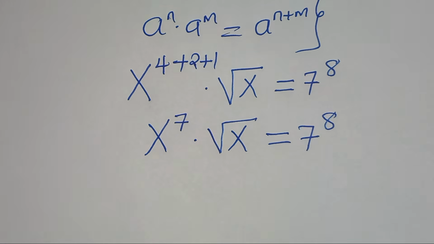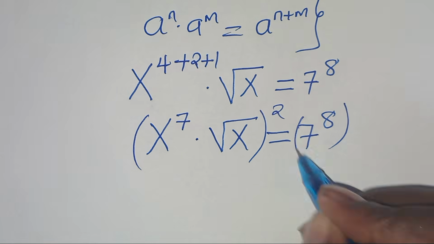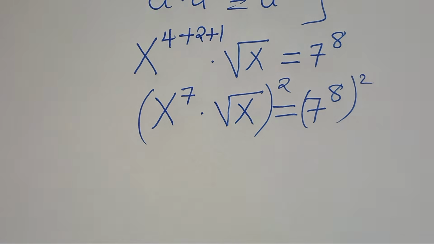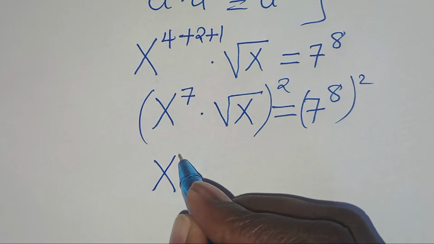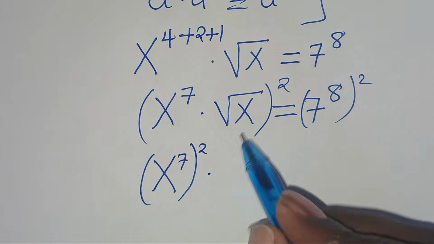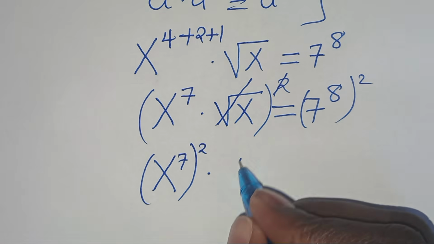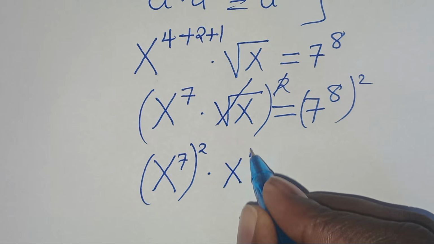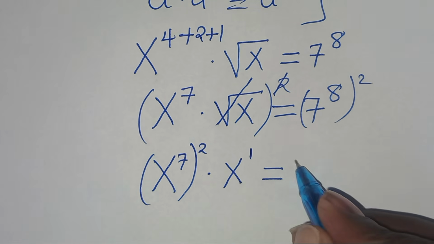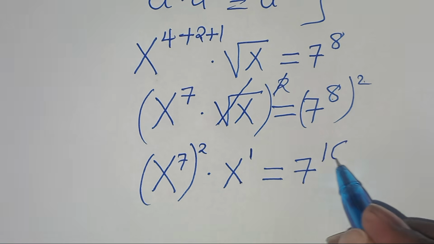The next step is again to square on both sides from here, so that now here we have x to the power of 7 raised to the power of 2, then multiplied by, now let's eliminate this square root sign here, so this is multiplied by x. This is x raised to the power of 1. This is equal to 7 raised to the power of 8 times 2, which is equal to 16.